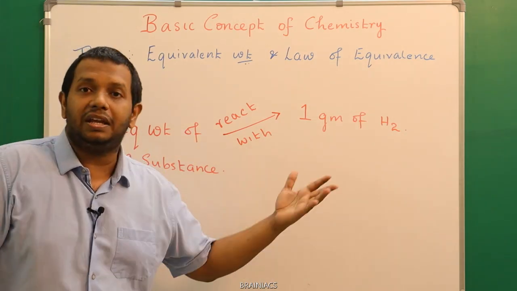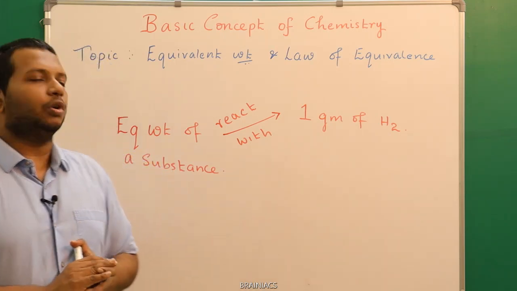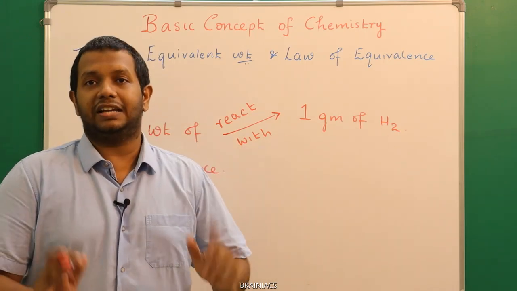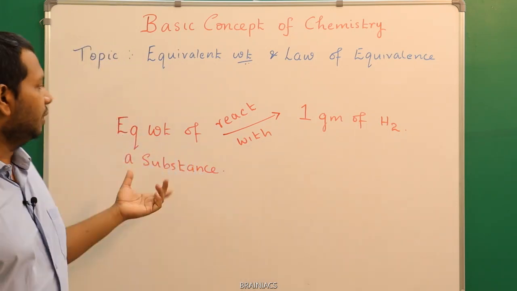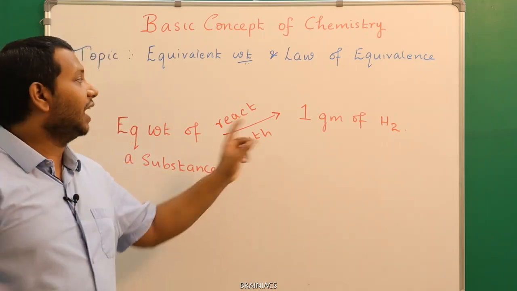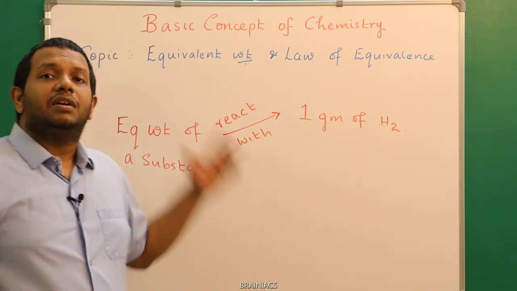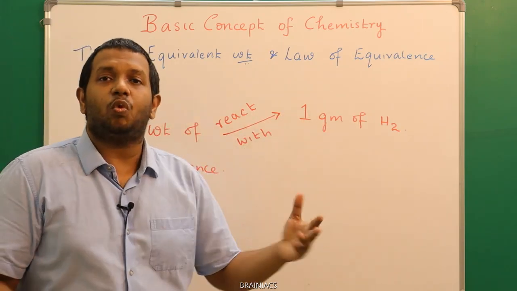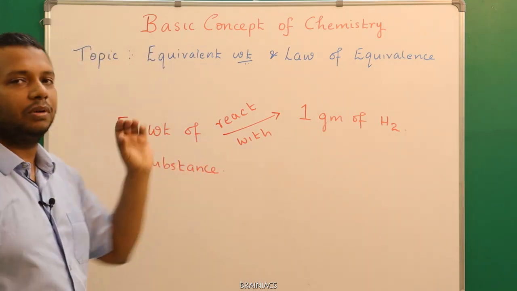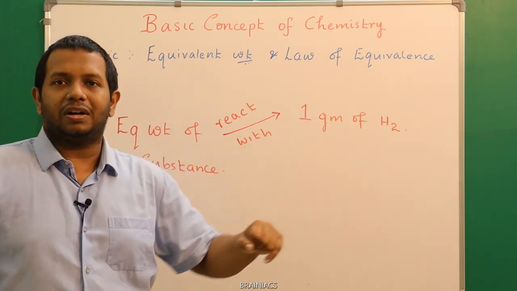Suppose you have taken 25 gram initially, but you noticed that 25 gram of the substance reacted with 2 gram of hydrogen. Then can you tell me this 25 gram is the equivalent weight? No. Why? Because 25 gram of the substance reacted with 2 gram of hydrogen. As per definition, the mass that reacts with 1 gram of hydrogen is my equivalent weight. So 25 gram reacted with 2 gram of hydrogen. Therefore, to convert 2 gram to 1 gram, divide by 2.